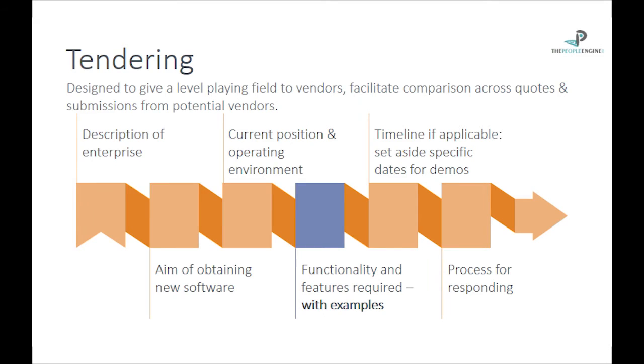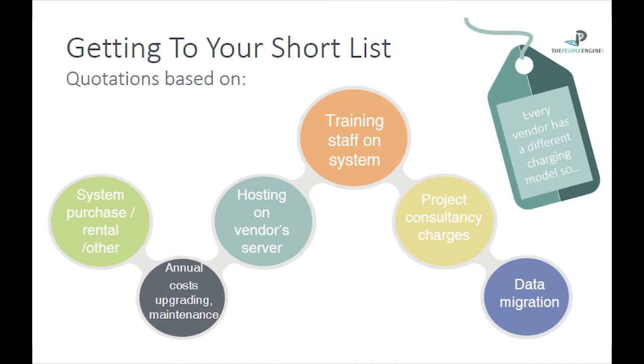So how do we get to a shortlist? You've got submissions in from your tendering vendors. How do we turn this into a shortlist? You've maybe got 20 submissions. Now, all of them will quote more or less on the basis of how much the system will actually cost to buy or rent, and what the annual running costs will be, say, upgrading the software, maintenance on the software, bringing it up to date.